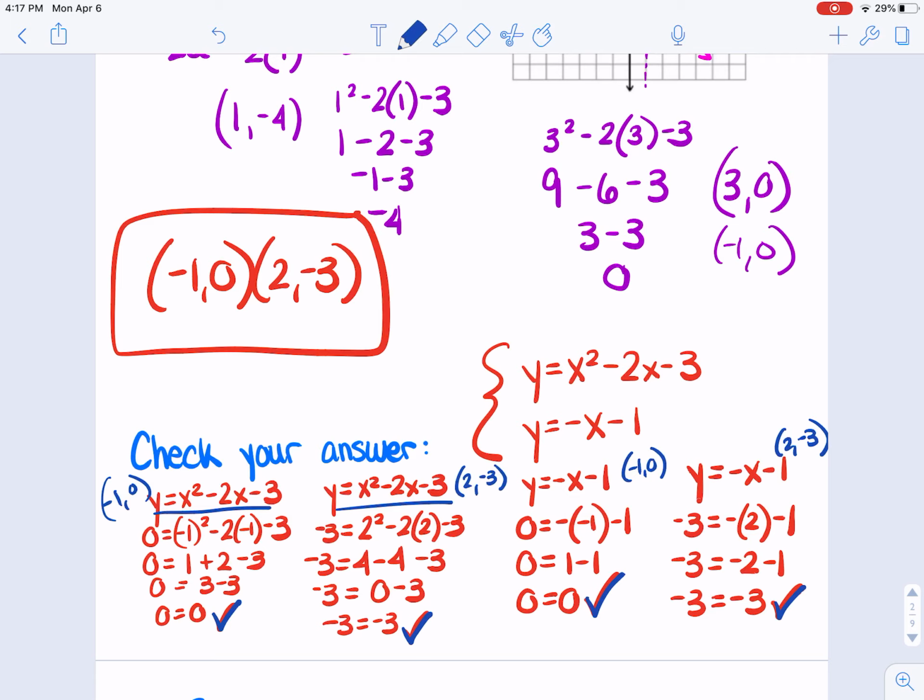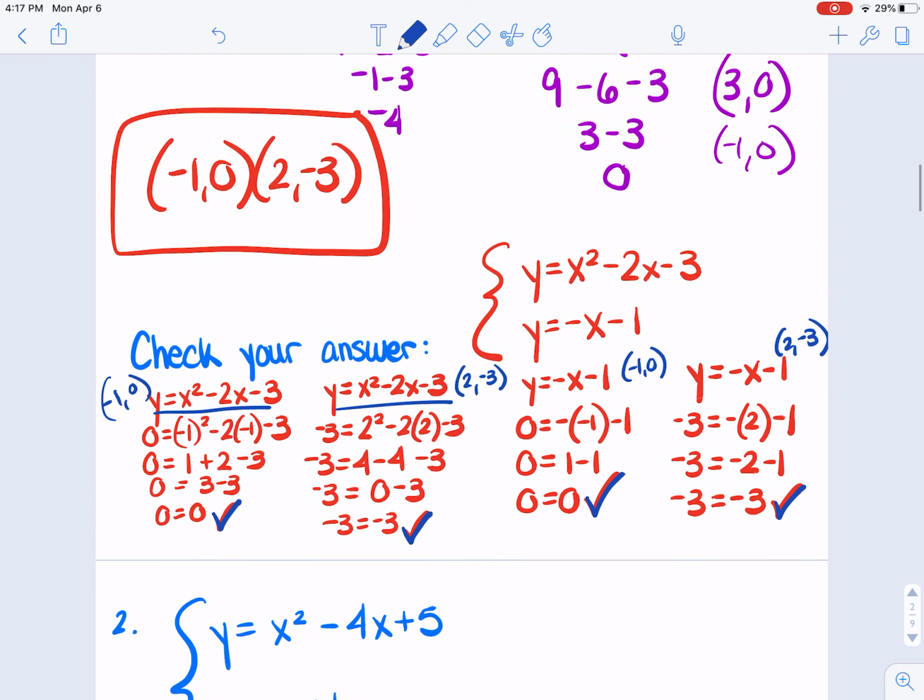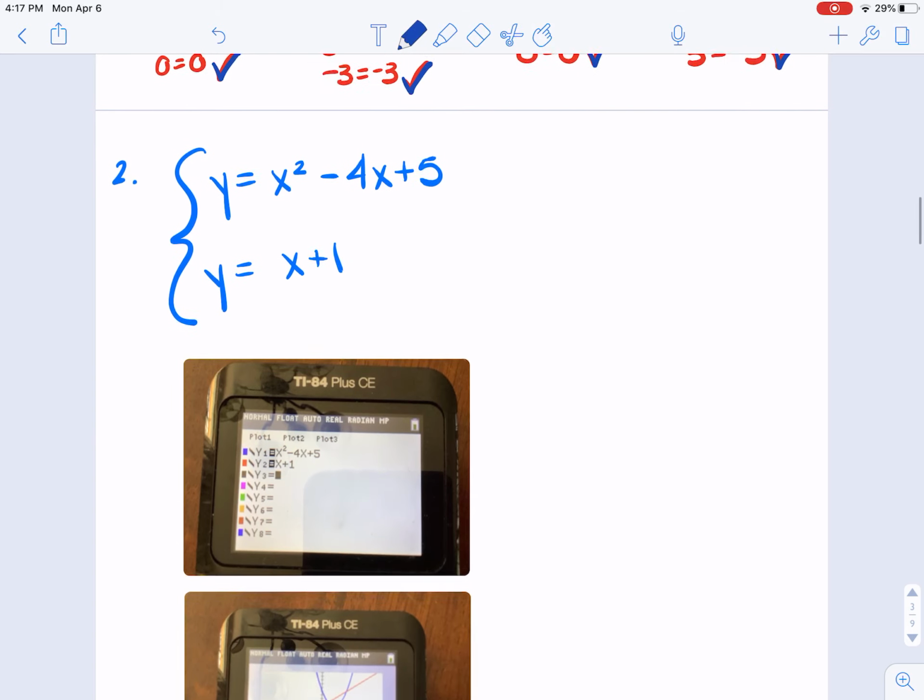Now, I'll show you how to do it on the calculator in a second. That's going to be a second way to check it. So while this seems very tedious, if you can remember how to type it in your calculator, you can use that as a checking mechanism as well. So the second question I'm going to do using the calculator.